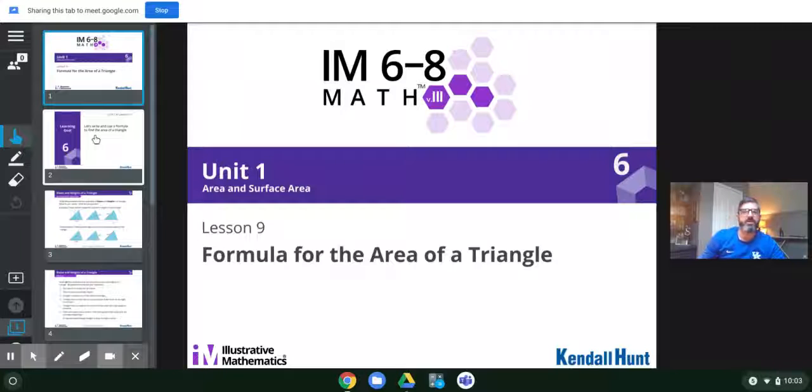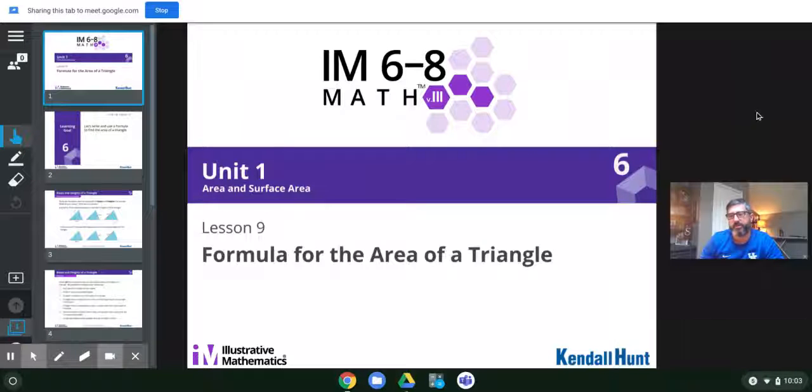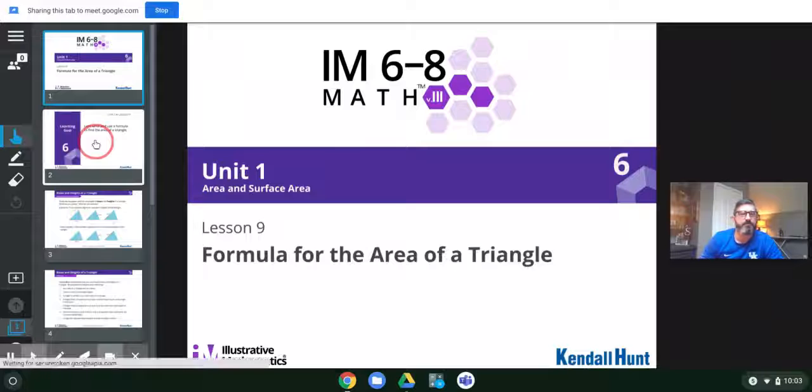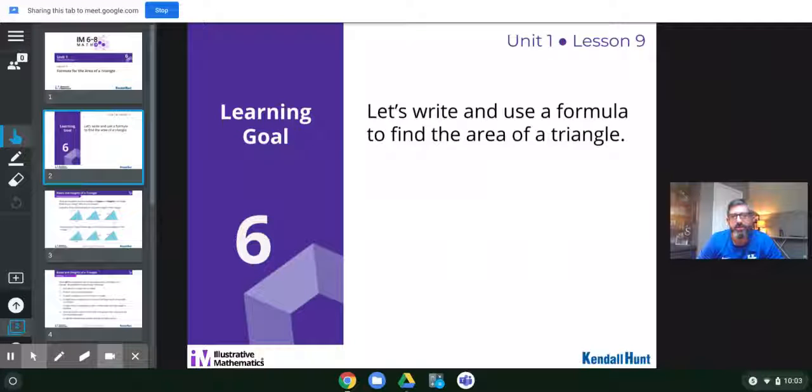Okay, so previously we talked about finding the area of parallelograms, and then Monday we talked about looking at triangles and trying to reason through parallelograms, the way we've been finding area there, to find the area of triangles. Well, today we're going to talk about a nice, easy formula that we can use to find the area of a triangle instead of having to do all that extra work.